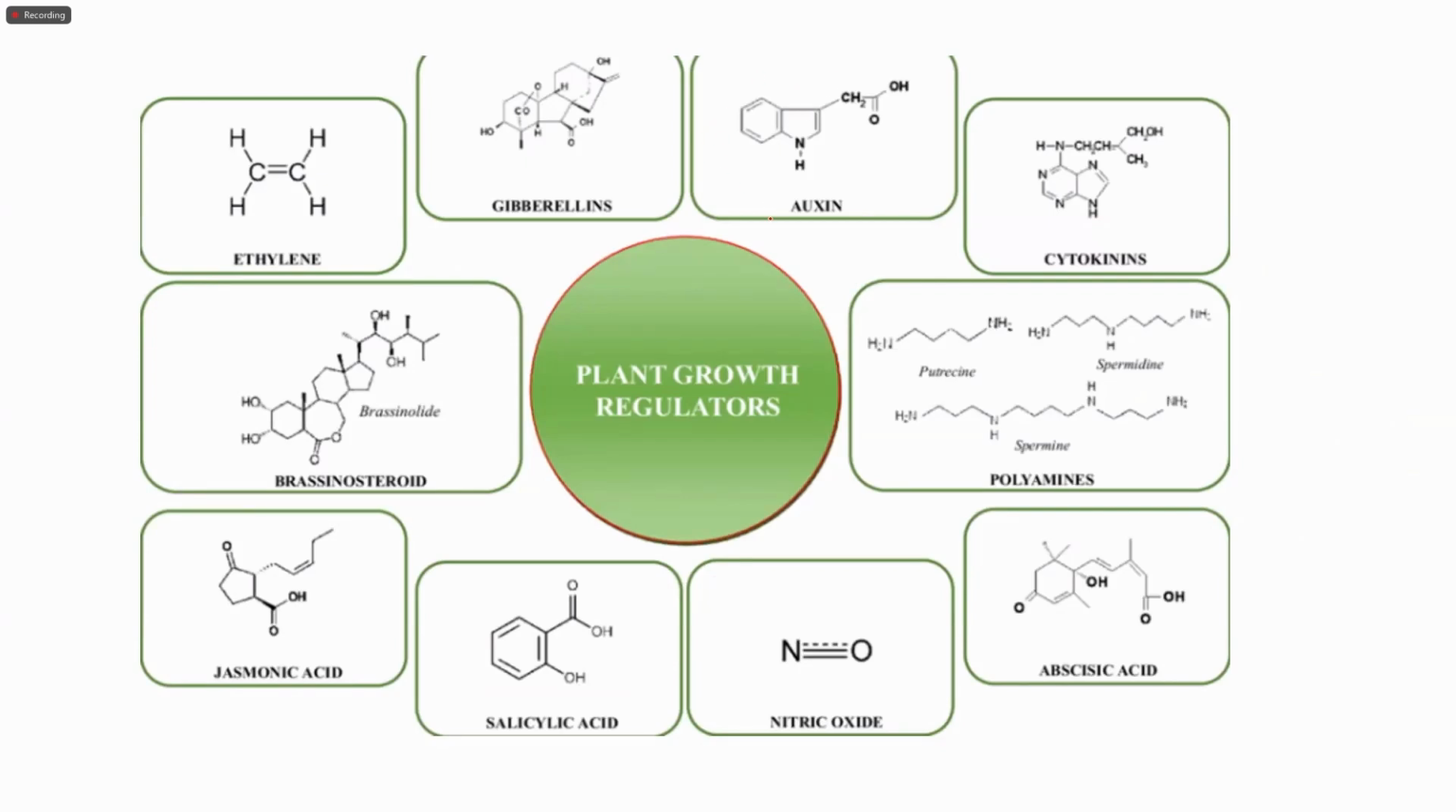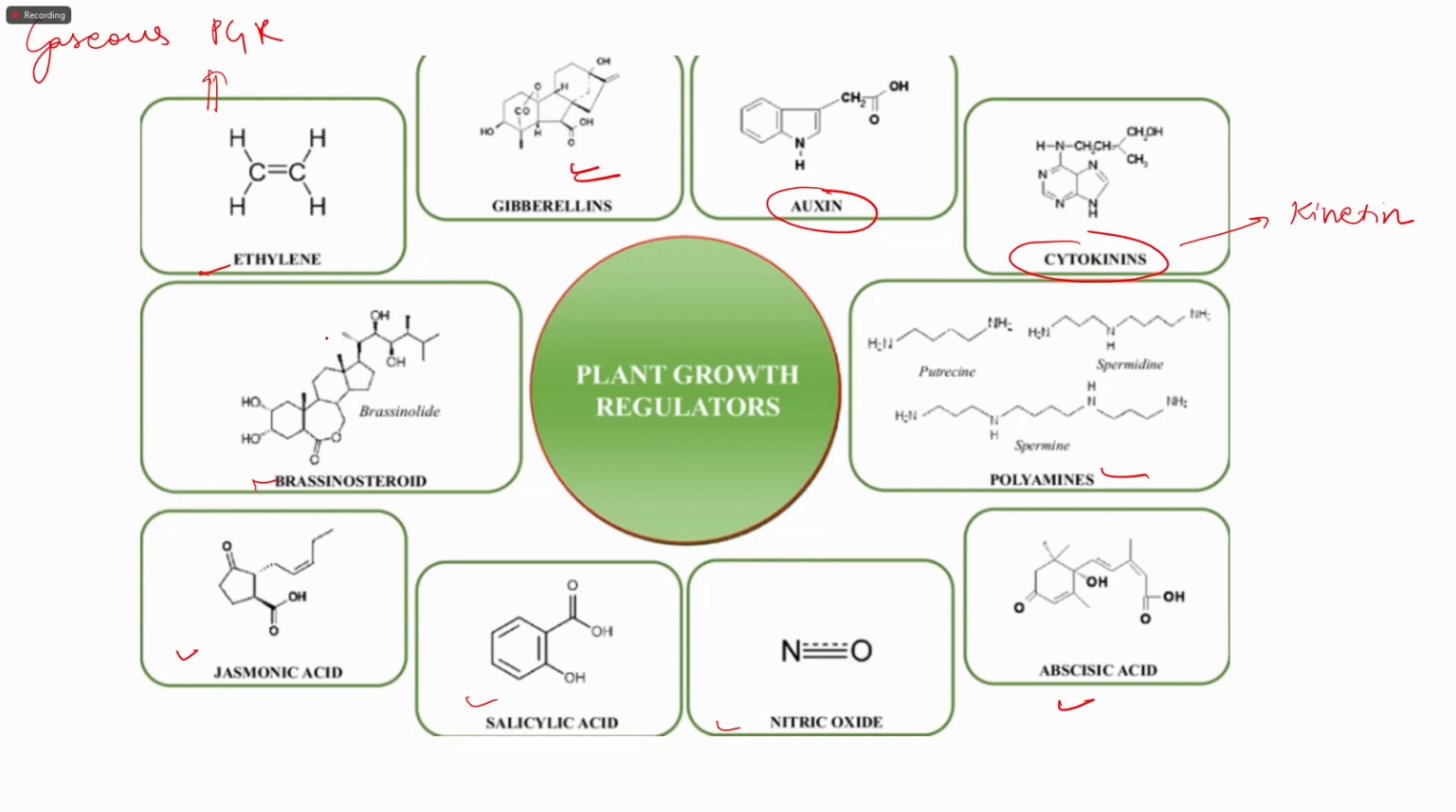So these are the structures of the different regulators. You can see that auxin has an indole ring. Then we have cytokinin, an example being kinetin. We have polyamines, abscisic acid, nitric oxide, salicylic acid, jasmonic acid, brassinosteroid, and ethylene, which is gaseous. So ethylene is a gaseous PGR. And we have gibberellins.